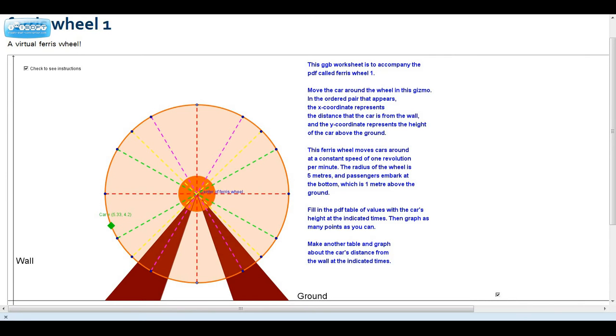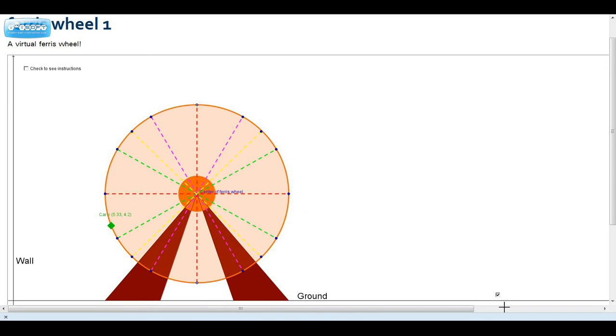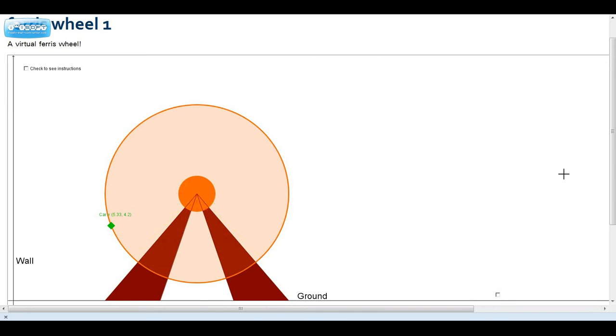This is what the students will see when they first access a link that you will provide them in your classroom. I have clicked on both of these boxes, but I'm going to unclick them just for a moment because this is what they're going to see when they come into the activity. The dynamic piece that moves around and changes its coordinates is the car of the Ferris wheel.